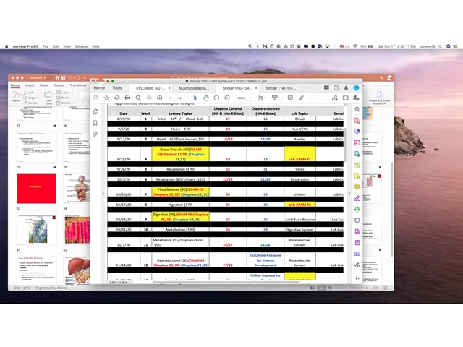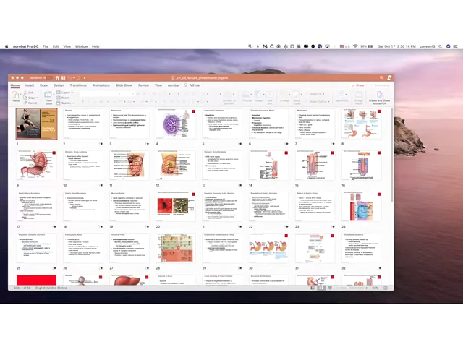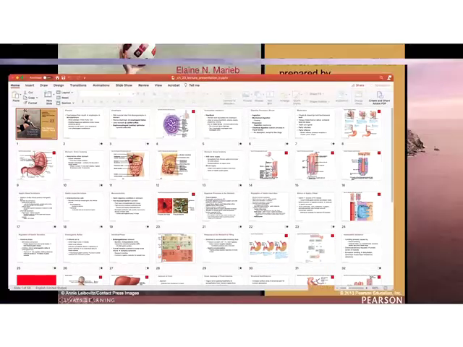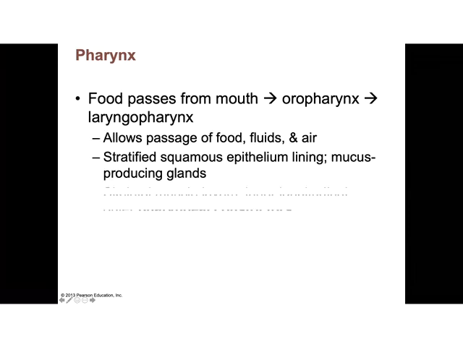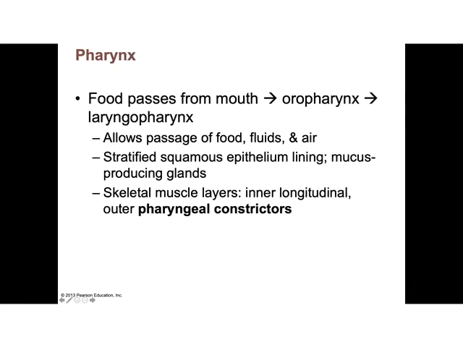All right. So, continuing on. Following the path of food, after we go through the oral cavity, we're going to go into the oropharynx and laryngopharynx. They share food, fluid, and air. Stratified squamous epithelia lines these because they're under mechanical stress and strain. There are mucus-producing glands that lubricate the surface just as they do in the mouth. Skeletal muscle layers include an inner longitudinal and outer pharyngeal constrictors. Again, this is under conscious control.